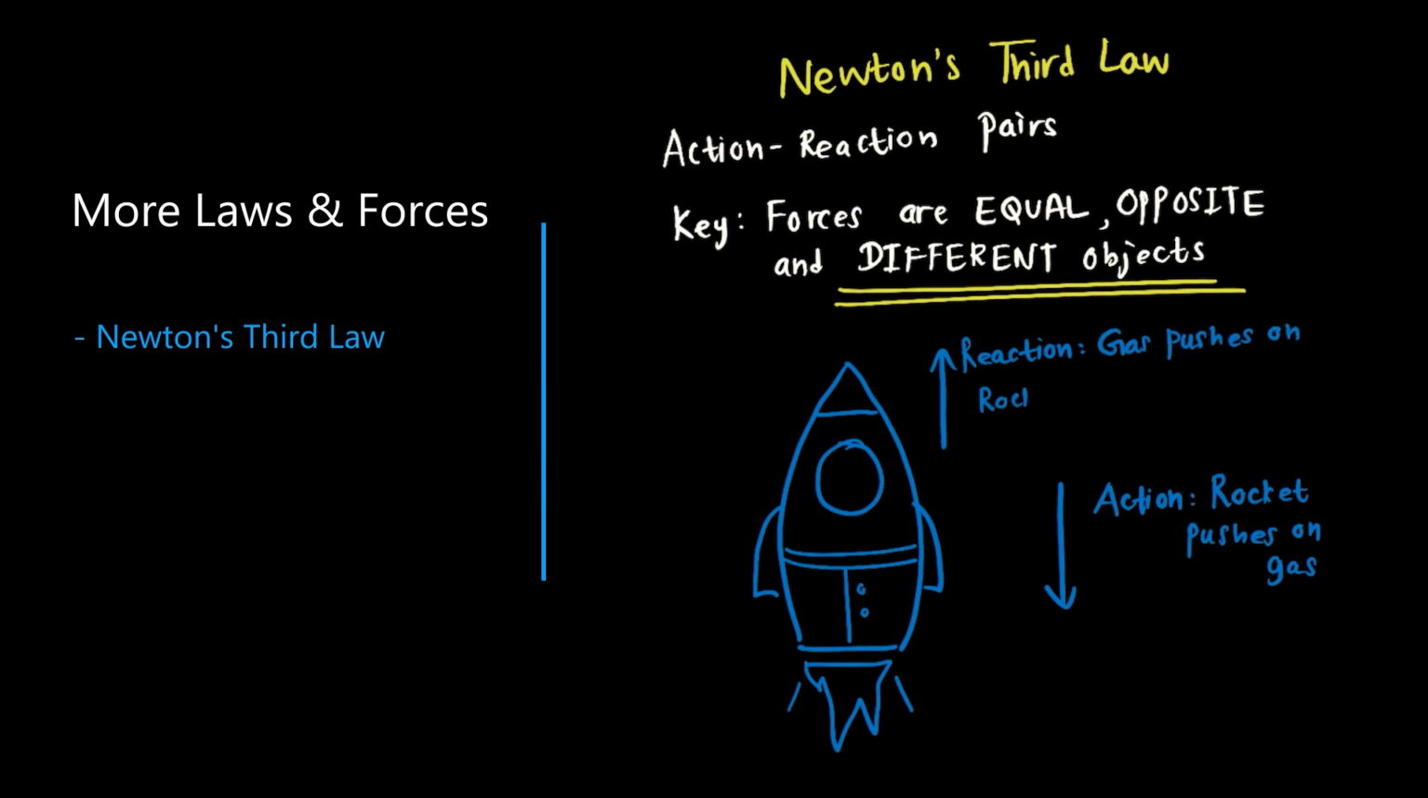Every time you walk, you push backward on the ground, and the ground pushes you forward. Newton's third law applies everywhere to every force, whether it's contact forces or forces at a distance like gravity. The Earth pulls on the Moon, and the Moon pulls on the Earth with an equal and opposite force.